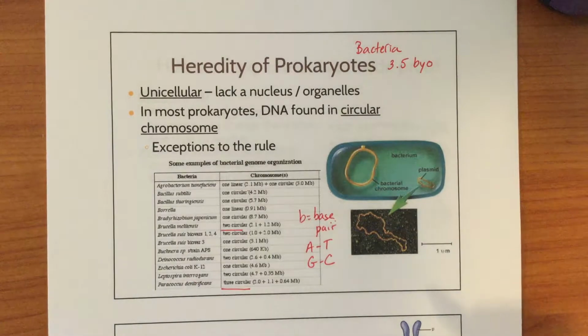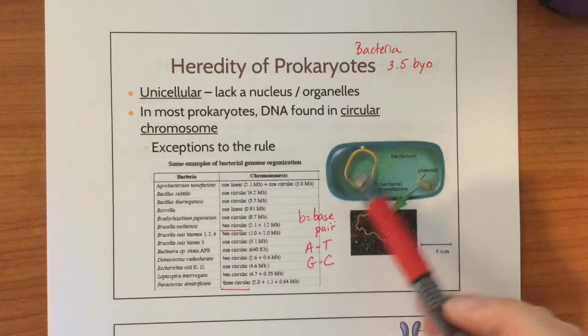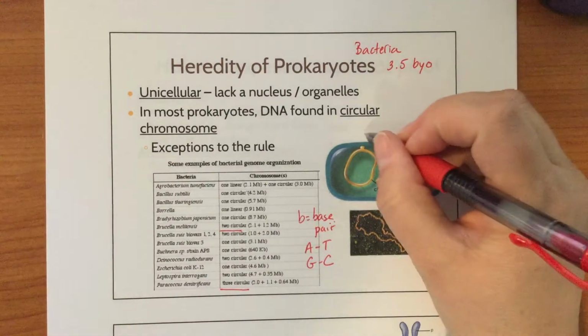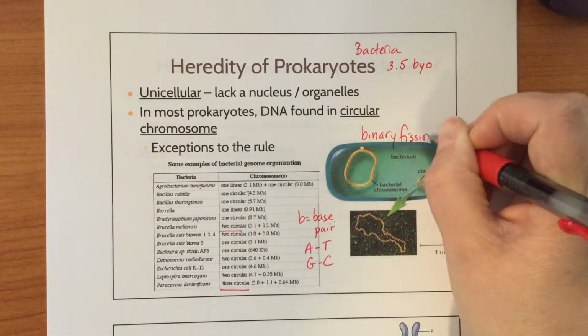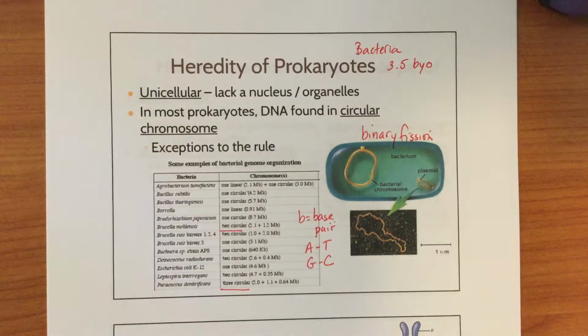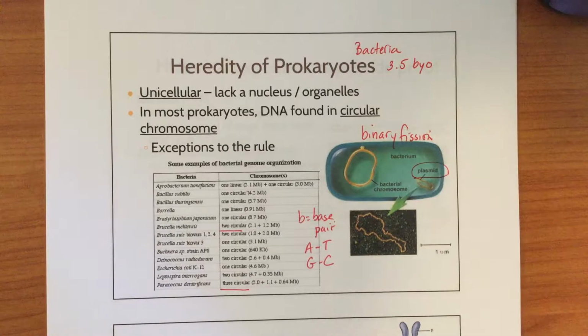So the way they replicate is different. We know they don't do mitosis because they don't have a nucleus. They will simply just copy this chromosome and then they will split in two in a process called binary fission. So binary fission is the method which bacteria use to reproduce. This little guy here called a plasmid, we're going to talk about him a little bit later. Plasmids are kind of interesting. It's extra genes that are found in all different kinds of cells on Earth.